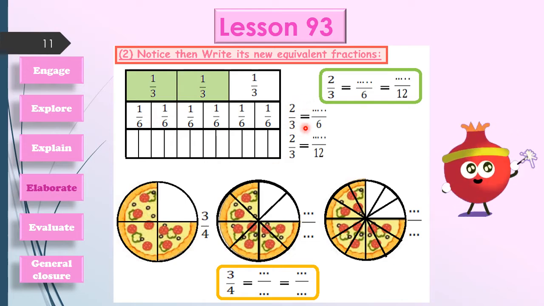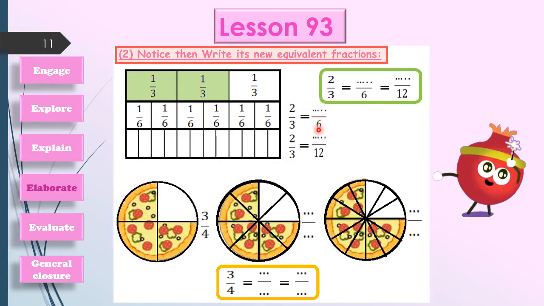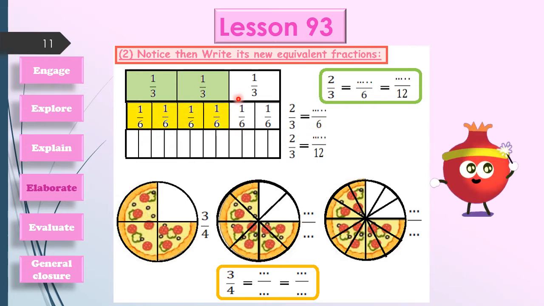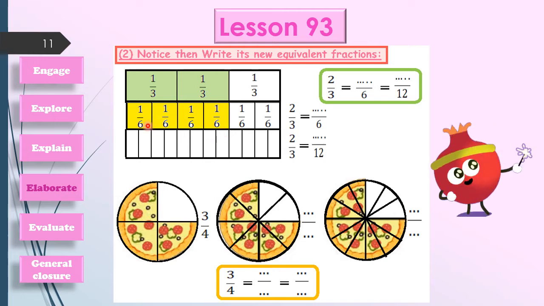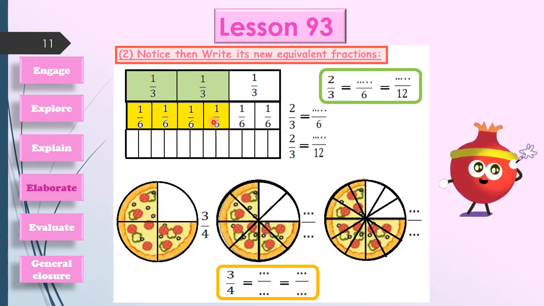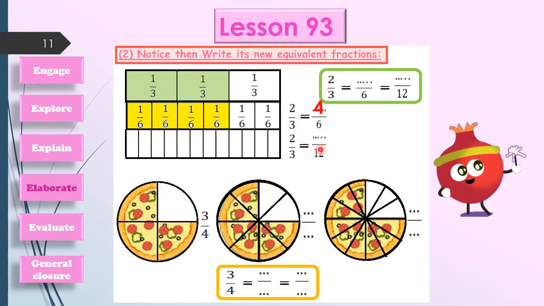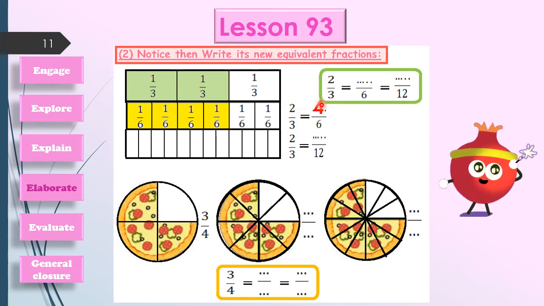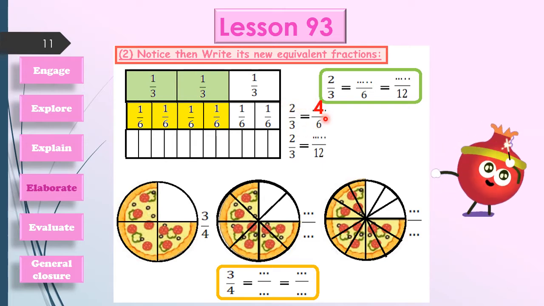Here we have 2/3 equals how many sixths? Mentally, I will color until I reach these 2/3. 1, 2, 3, 4 sixths. It will be 4 sixths mentally. Mathematically, it will be 3 times what equals 6? It will be 2. As I do down, I will do up. 2 times 2 equals 4. It will be 4 sixths.